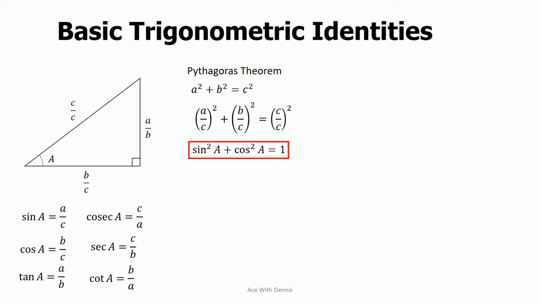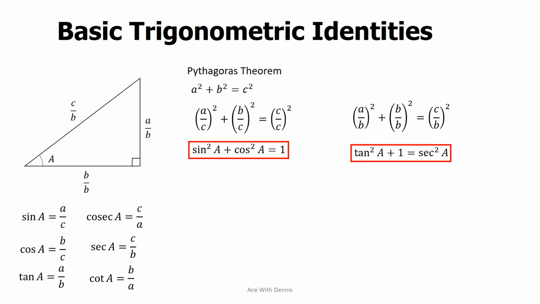Okay, now let's move on. Let's say each side we divide by b. So the opposite side becomes a over b, the adjacent side becomes b over b, and the hypotenuse will be c over b. Now, the formula becomes (a over b) squared plus (b over b) squared equals (c over b) squared, which is tangent squared A plus 1 equals secant squared A. So this is the second formula that you need to know.